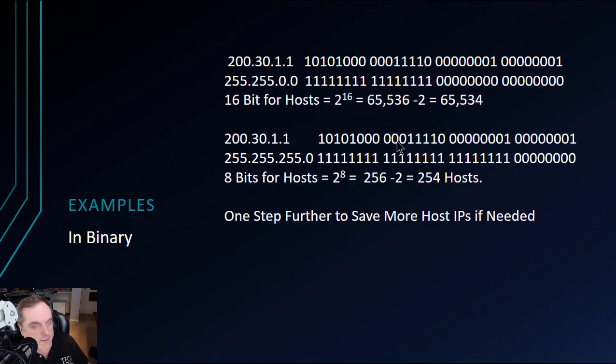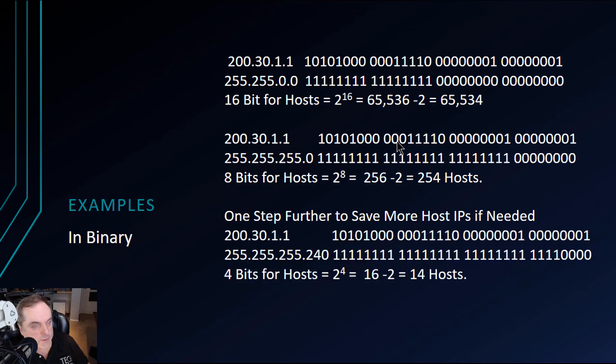So let's take this one step further to save even more IP addresses. We have our 200.30.1.1, once again, all nicely laid out in binary. And then instead of a 255 three times .0 subnet mask, we're going to add a 240 at the end. That means we've reached 4 bits into the last octet. As you can see in this subnet mask, all the way to the right, we've reached into those first 4 bits. That only leaves us with 4 bits left. So 4 bits for the hosts, 2 to the 4th power. Well, 2 times 2 times 2 times 2 is 16. 16 minus 2 leaves us with 14 hosts. And that saved a lot of IP addresses as well.